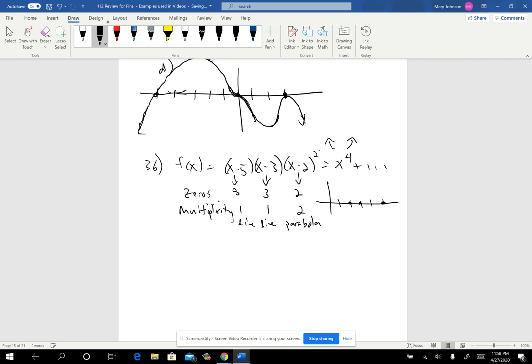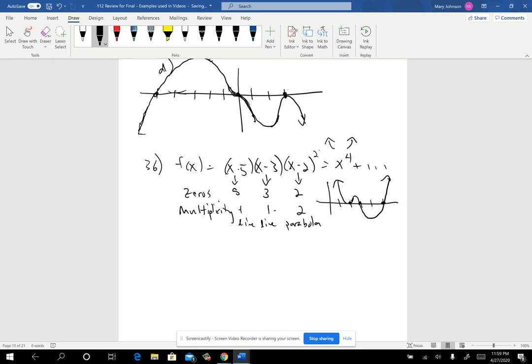Starting from above, because of the end behavior, when I get to 2, I have to bounce because it's supposed to behave like a parabola. Then I have to go through smoothly at 3, go through smoothly at 5, because they have to behave like a line. So there's no flattening or anything. And that should be your picture.